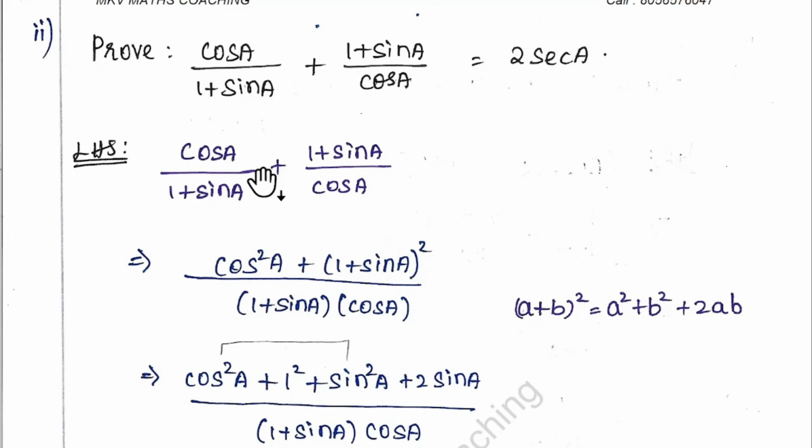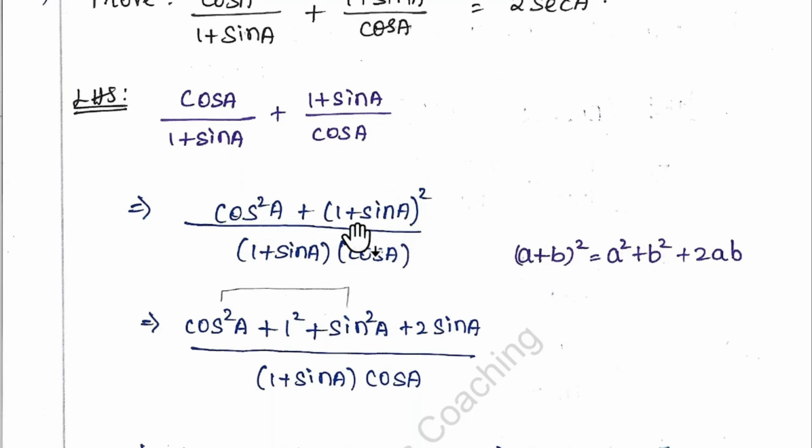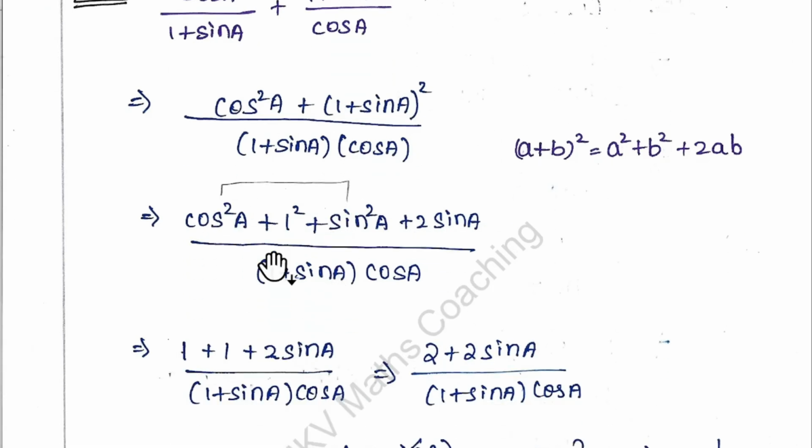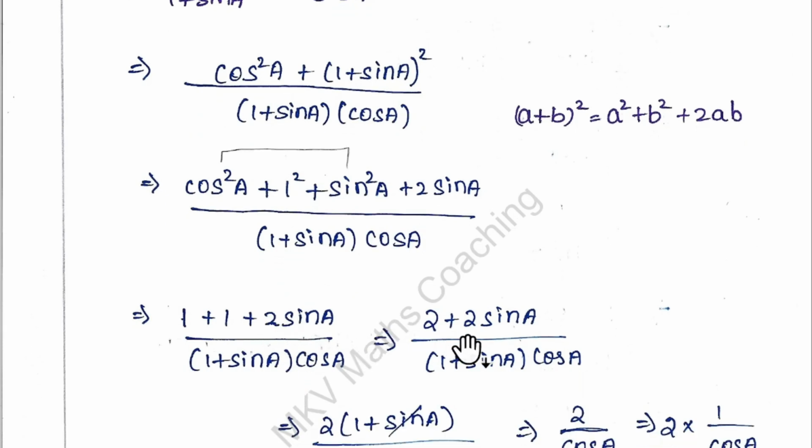So cos square a. If you cross multiply, cos square a plus (1 plus sin a) the whole square, right? So can you see it is in the (a plus b) the whole square formula, right? So write the cos square as it is. a square is 1 square, b square is sin square, and 2ab is 2 into sin a. Okay, so cos square plus sin square is 1, plus 1, plus 2 sin a. So you'll be getting (2 plus 2 sin a) over (1 plus sin a) into cos a.